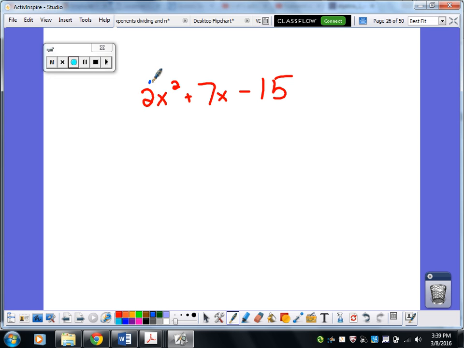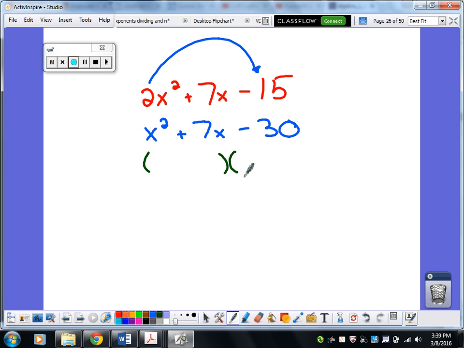So the way that this works is you're going to take that leading coefficient and multiply it by the last number, the constant, and then you're going to rewrite the entire expression without the leading coefficient. So here's what that would look like. X squared plus 7x minus 30. So again, what I did was I took the 2 and multiplied it by negative 15. Now I'm in a situation where I can just factor this regularly.